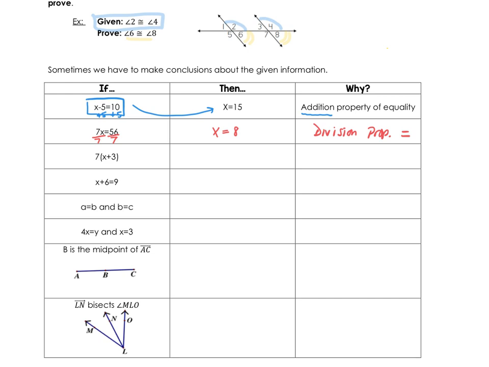In our next statement, you see that we have parentheses. And we would take that 7 and multiply it by everything inside to get 7x plus 21. And that's an example of the distributive property. The next statement says x plus 6 equals 9. Well, to solve that, we'd have to subtract 6 from both sides. We would end up with x is equal to 3. So we use the subtraction property of equality.